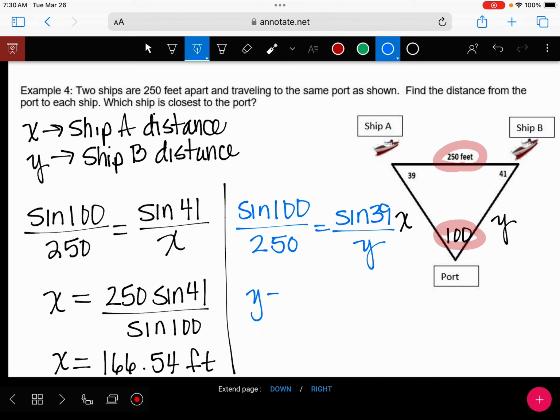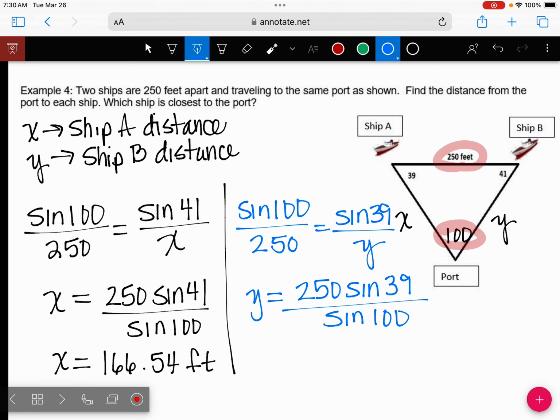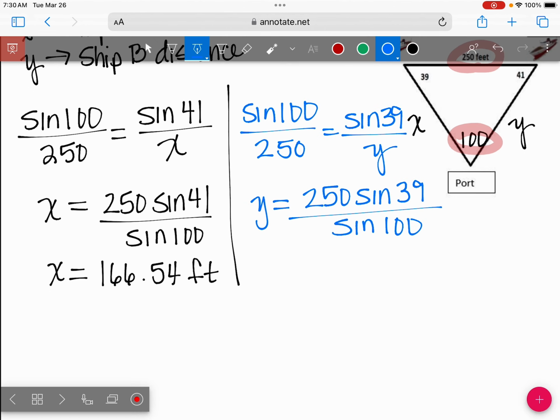And when we do our proportion, it will be y equals 250 sine 39 divided by the sine of 100, which gives us that y equals, what do you get, Nathan? 159.76. Okay. All right, who agrees with our two answers? Any questions about how to set up the law of sines, the opposite angle pairs?